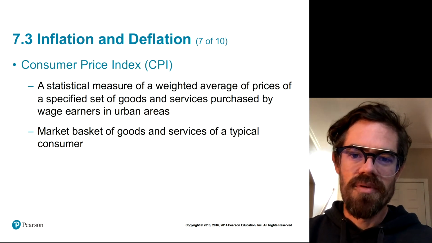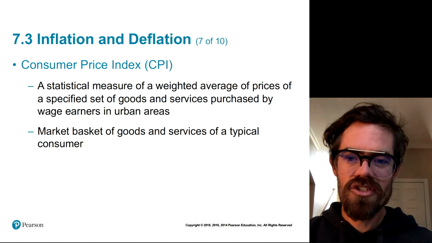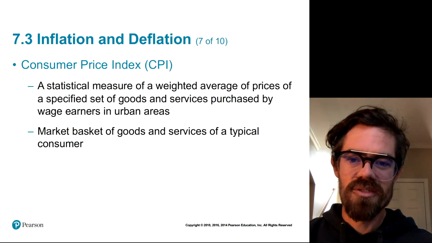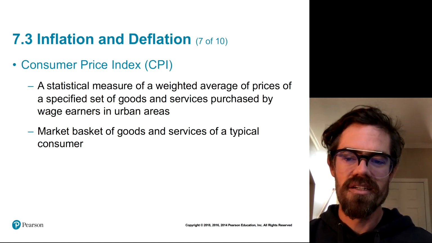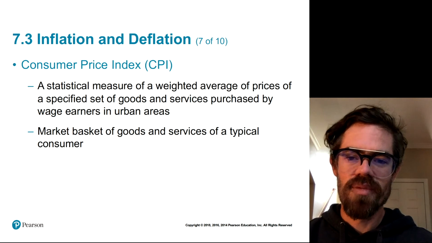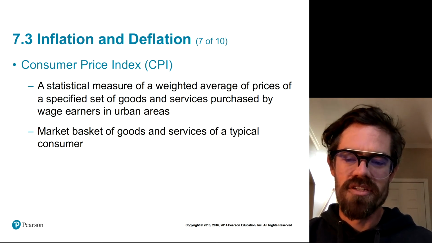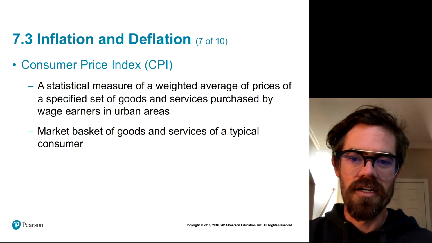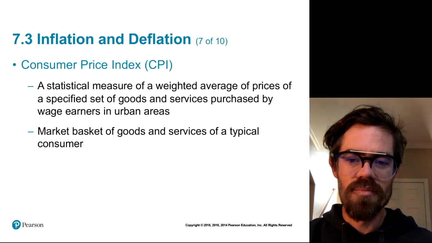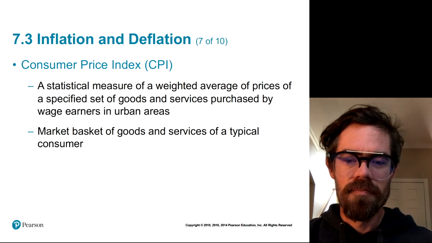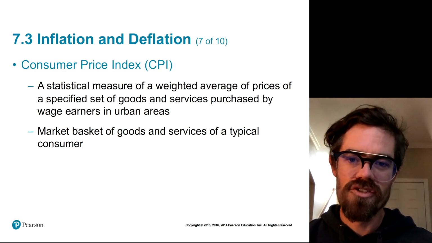Okay, so let's talk about the CPI a little bit more. It's a statistical measure of a weighted average of prices of a specified set of goods and services purchased by wage earners in urban areas. So this is very specific in terms of people that live in urban areas. It overrepresents people that live in cities and more urban areas, and it underrepresents farmers and rural area people of the population. Again, it's calculated using a market basket of goods and services of a typical or average consumer, thus the Consumer Price Index.